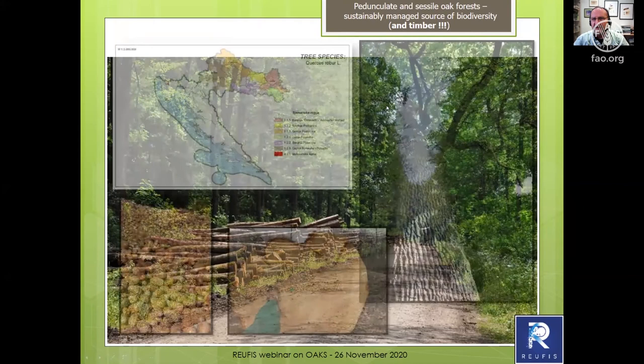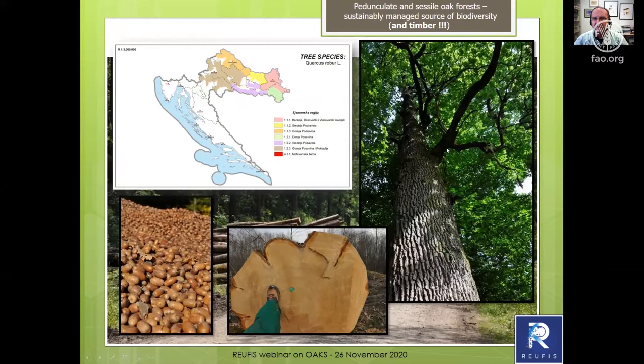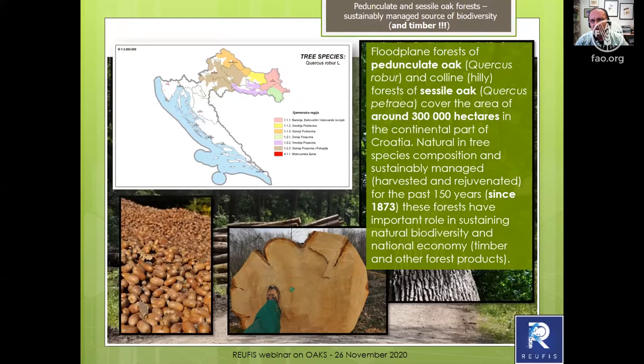It gives many values, and it has been under management for roughly 150 years, beginning with the Austro-Hungarian monarchy. In this area of continental Croatia, these different colors represent just the different seed regions for just one oak species. But basically, we can consider two oak species as most important for Croatian forestry, biodiversity, recreational uses, whatever.